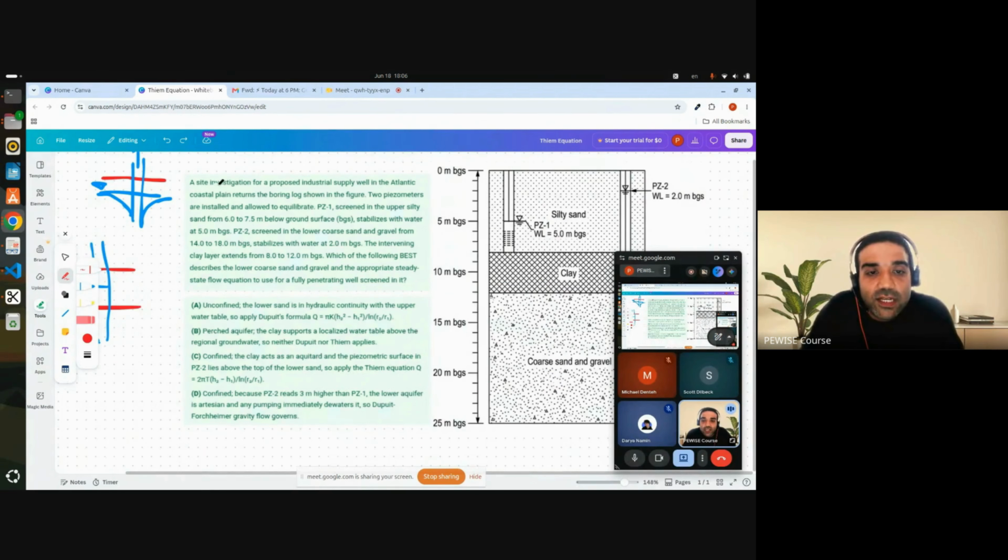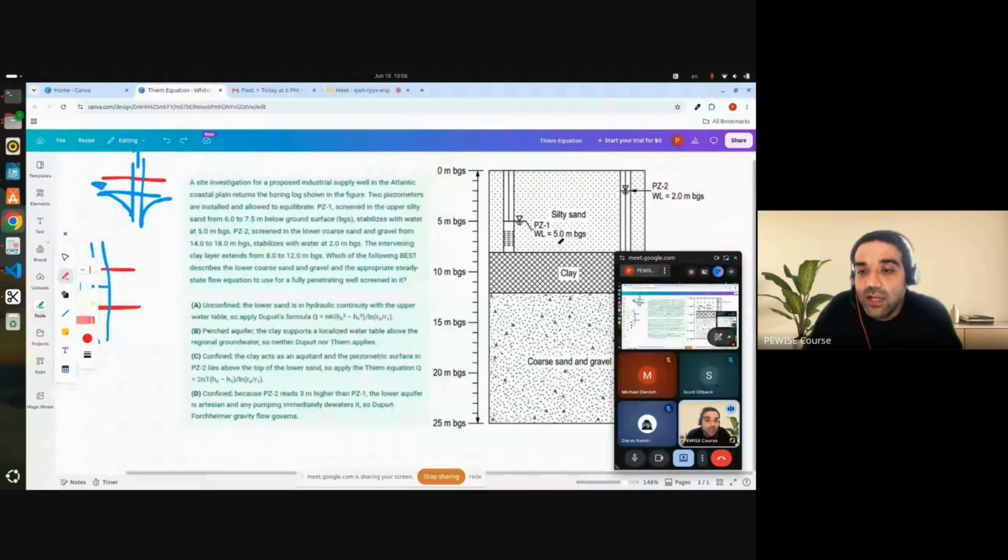A site investigation for a proposed industrial supply well in the Atlantic coastal plain returns the boring log shown in the figure. Two piezometers are installed and allowed to equilibrate. PZ1, screened in the upper silty sand from 6 to 7.5 meters below ground surface, stabilizes with water at 5 meters.